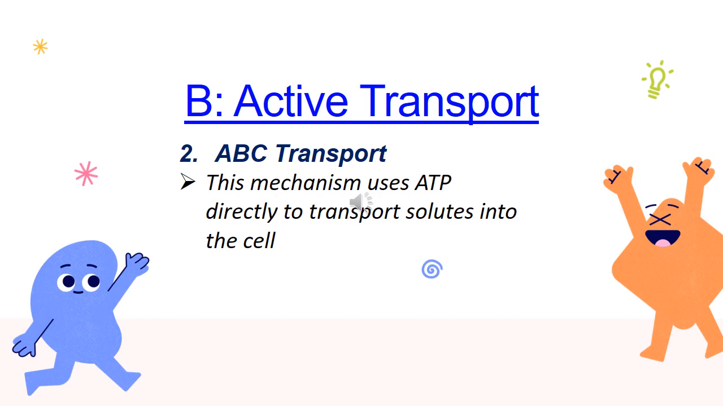So again, when it comes to ABC transport, hydrolysis of your ATP is triggered in which yan po yung nagkakaroon ng opening of your membrane pore in which this now can allow the unidirectional movement of substrate into the cell.